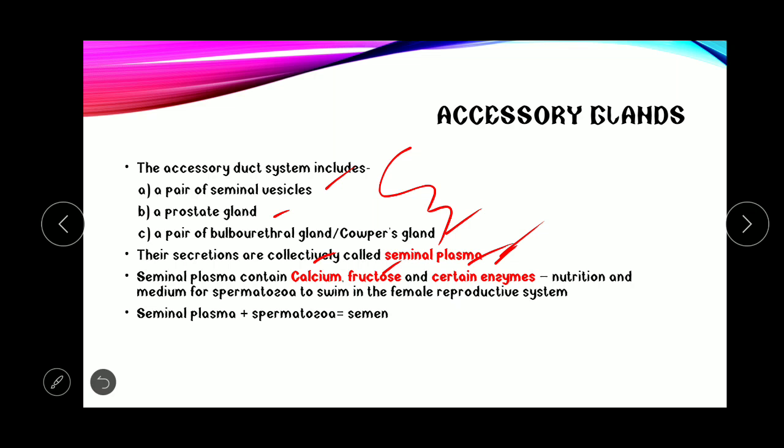So what is their function? Their function is to provide a medium for the spermatozoa to move towards the female reproductive system to meet the ovum, and also it provides nutrition. As you know, fructose is a source of carbohydrates, so this also provides nutrition. Seminal plasma plus spermatozoa constitute the semen, that is the ejaculated fluid.